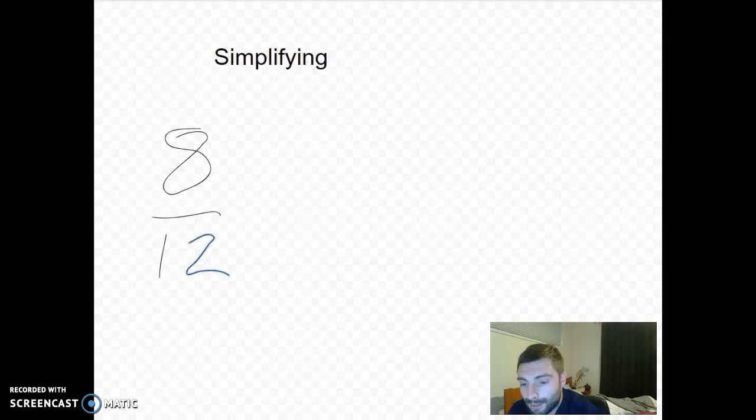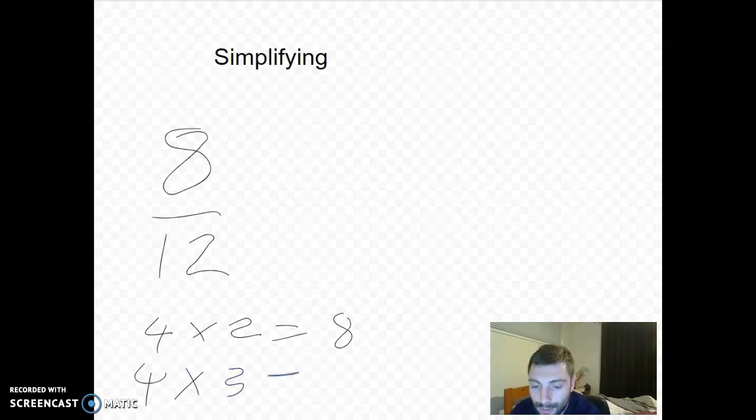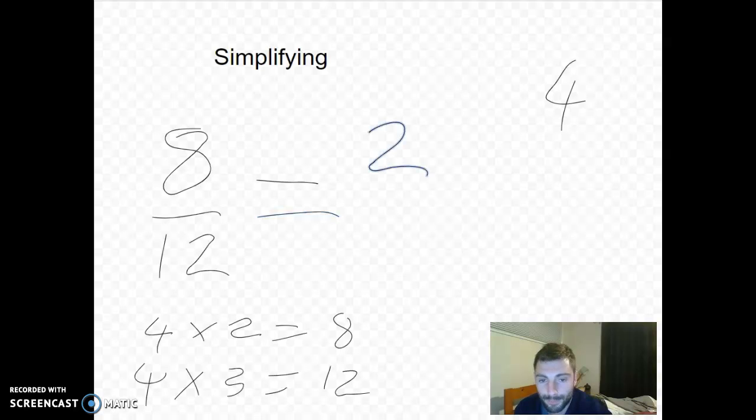So 4 times 2 equals 8, and 4 times 3 equals 12. Cool. So for that one, our common factor was 4, meaning that 8 divided by 4 is 2, and 12 divided by 4 is 3. So 8 over 12 is the same as 2/3. Who knew it? And it's actually kind of clear right there as well. 2/3.